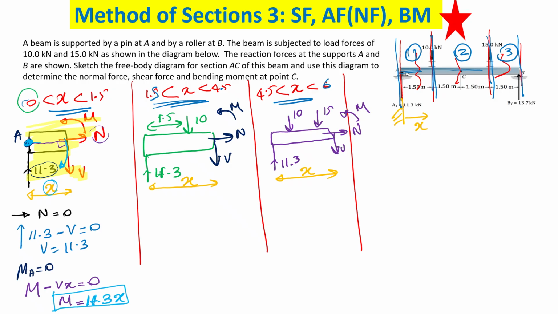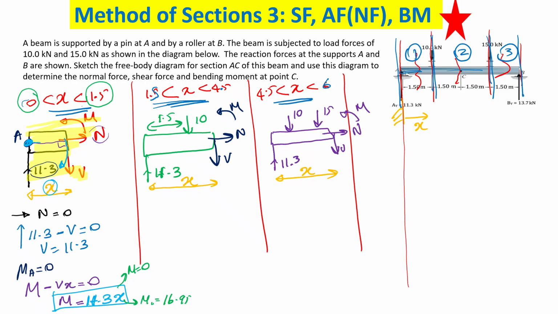It is changing from 0 to 1.5. Am I right? So when the x is 0, your M is 0. Is that right? When the x is equal to 1.5, what is it? 1.5 times 11.3? 16.95. Okay, now see here.